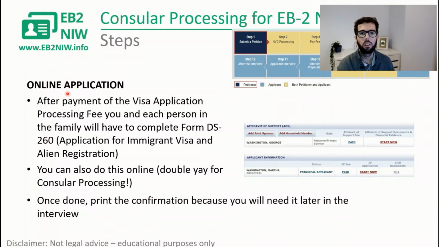In step 6, the online application, you will fill the form DS-260, which is the application for immigrant visa and alien registration. And you can do this online, and I say WA for consular processing because a lot of things can be done online. This is actually a screenshot of an example of someone that has paid the fees needed in this particular case, and then they can start the application. And once you're done, you will print the confirmation because you will need to bring it later to your interview. So that's an important point.